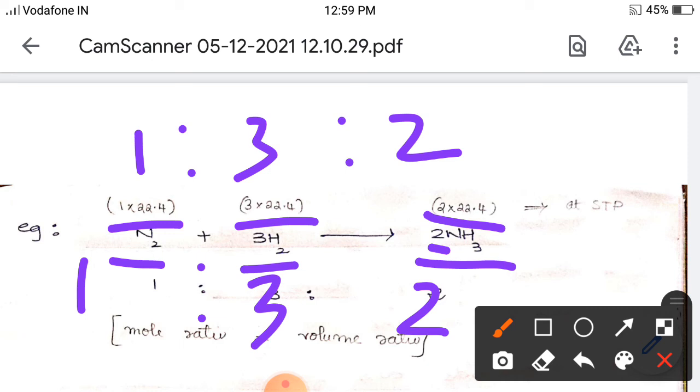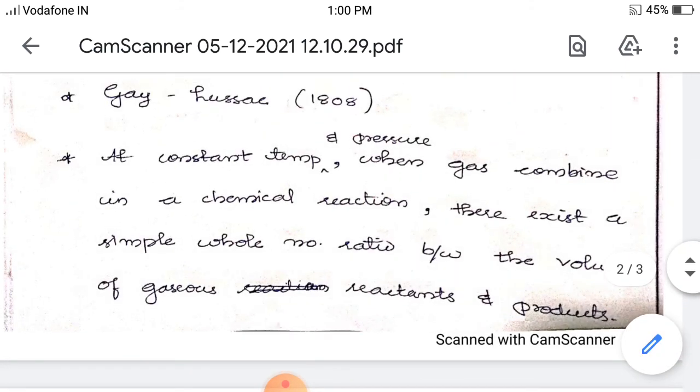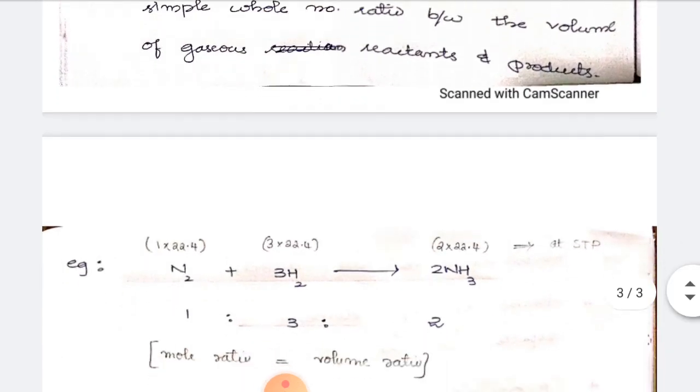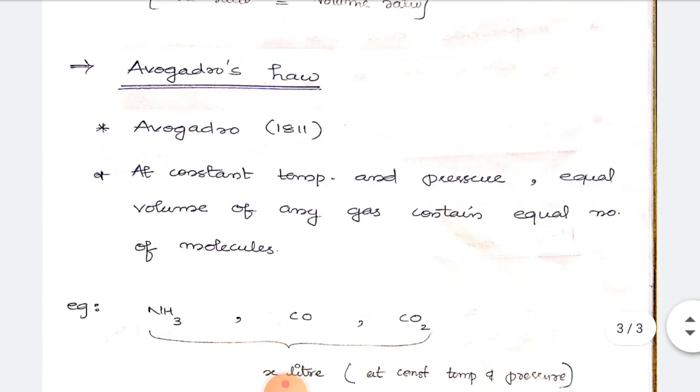That is this law. At constant temperature and pressure, when gases combine in a chemical reaction, there exists a simple whole number ratio between the volume of gaseous reactants and products. That is, there exists a simple whole number ratio between the volume of the reactants and products. And simply we can say that the mole ratio is equal to the volume ratio.